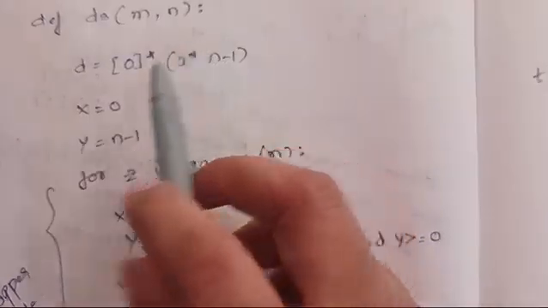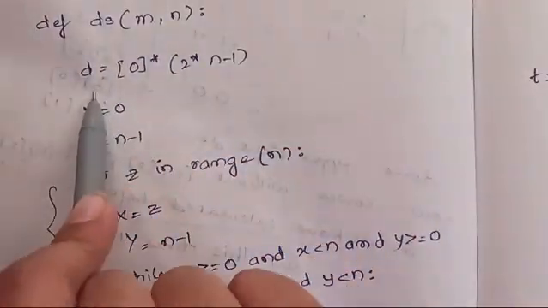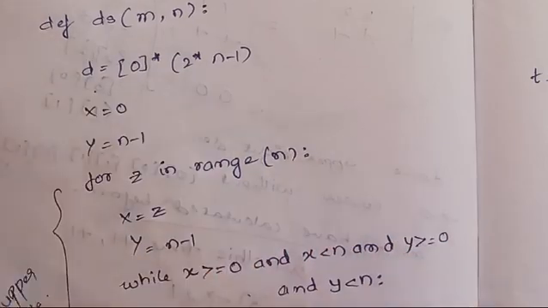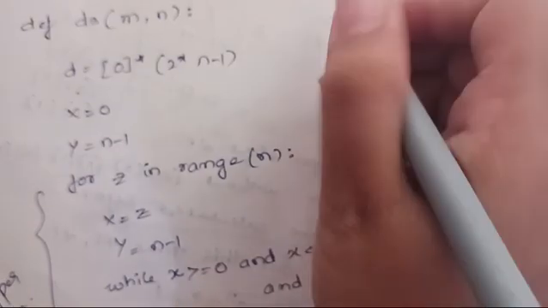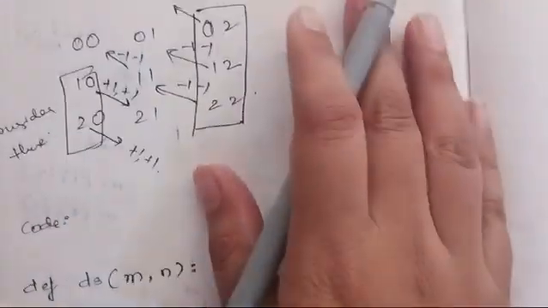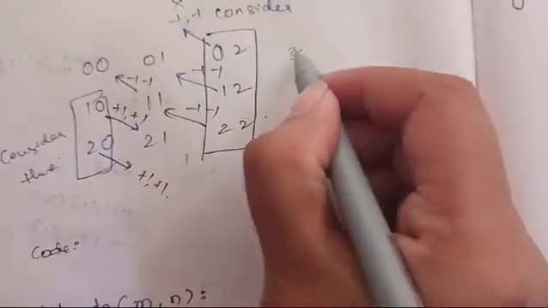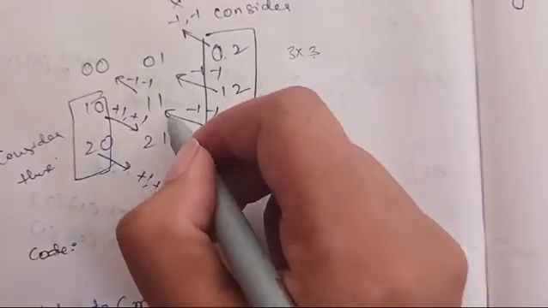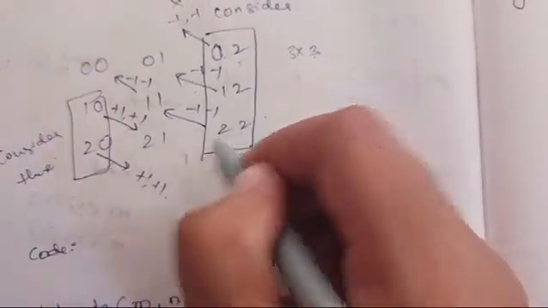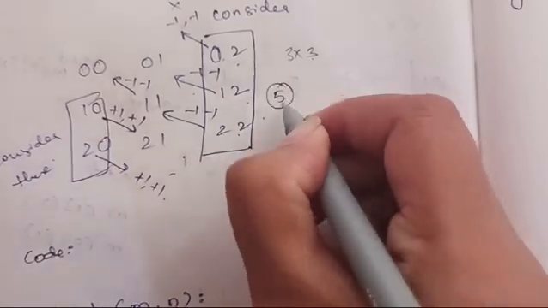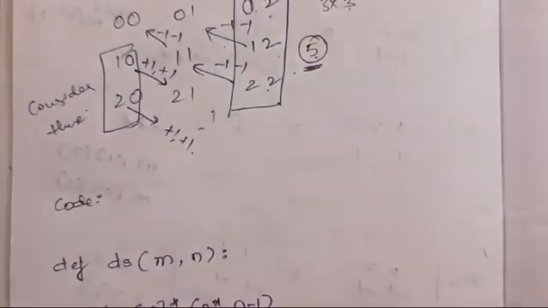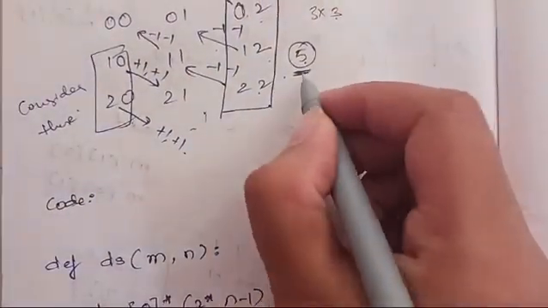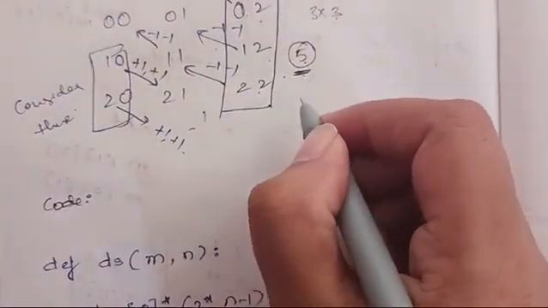So we are just taking a list to store the result. The list is of size 2 into n minus 1 because, observe here, we have a 3 into 3 matrix. How many diagonals are present in this? 1, 2, 3, 4, 5. There are 5 diagonals. That means 5 outputs we are going to get. We are going to store these 5 outputs in a list of size 5.